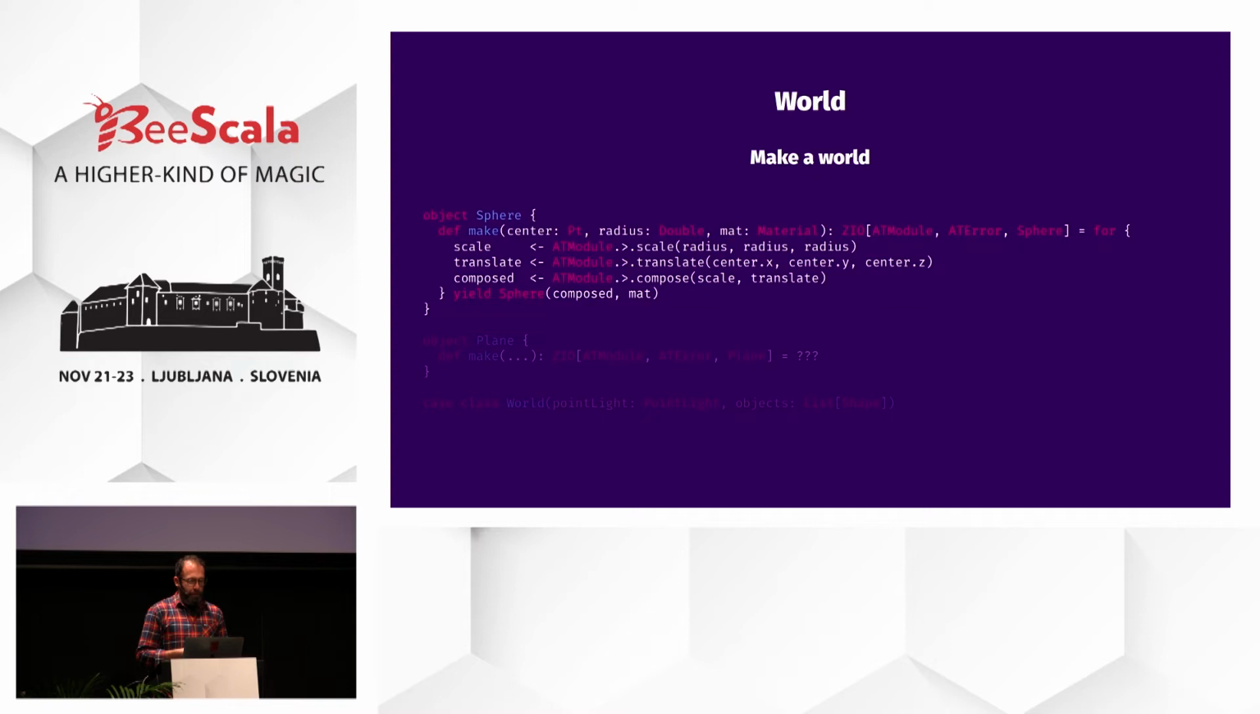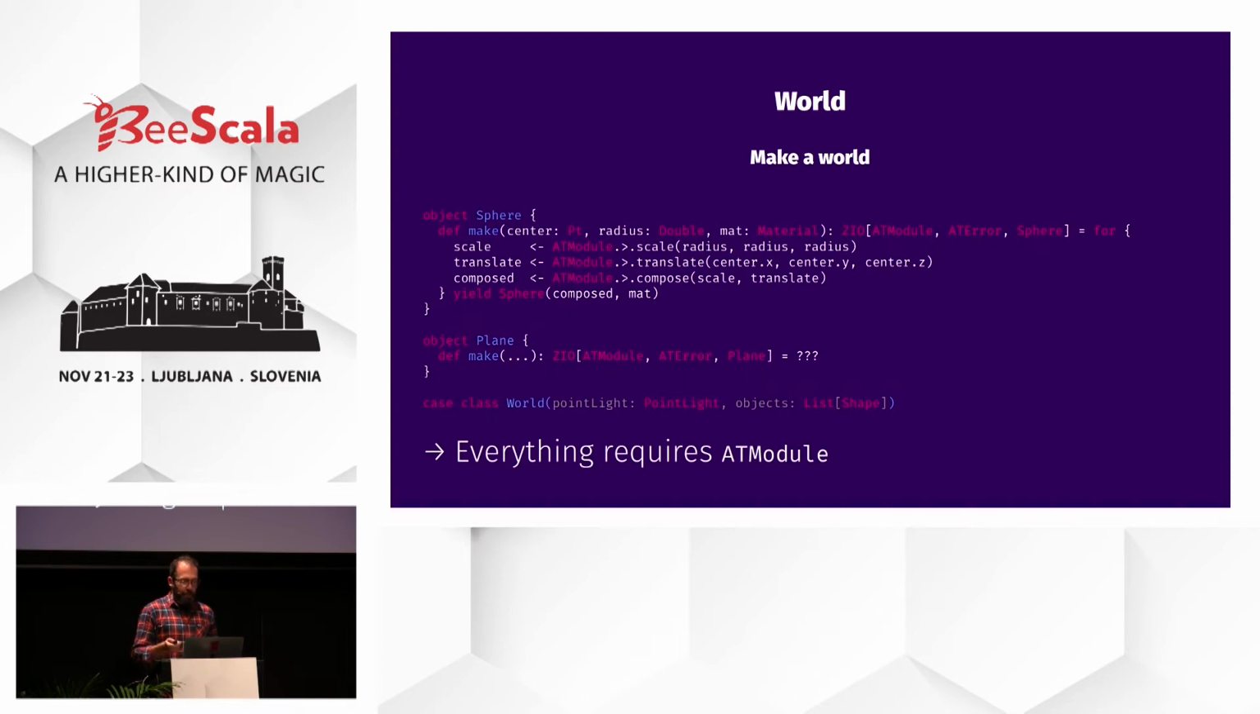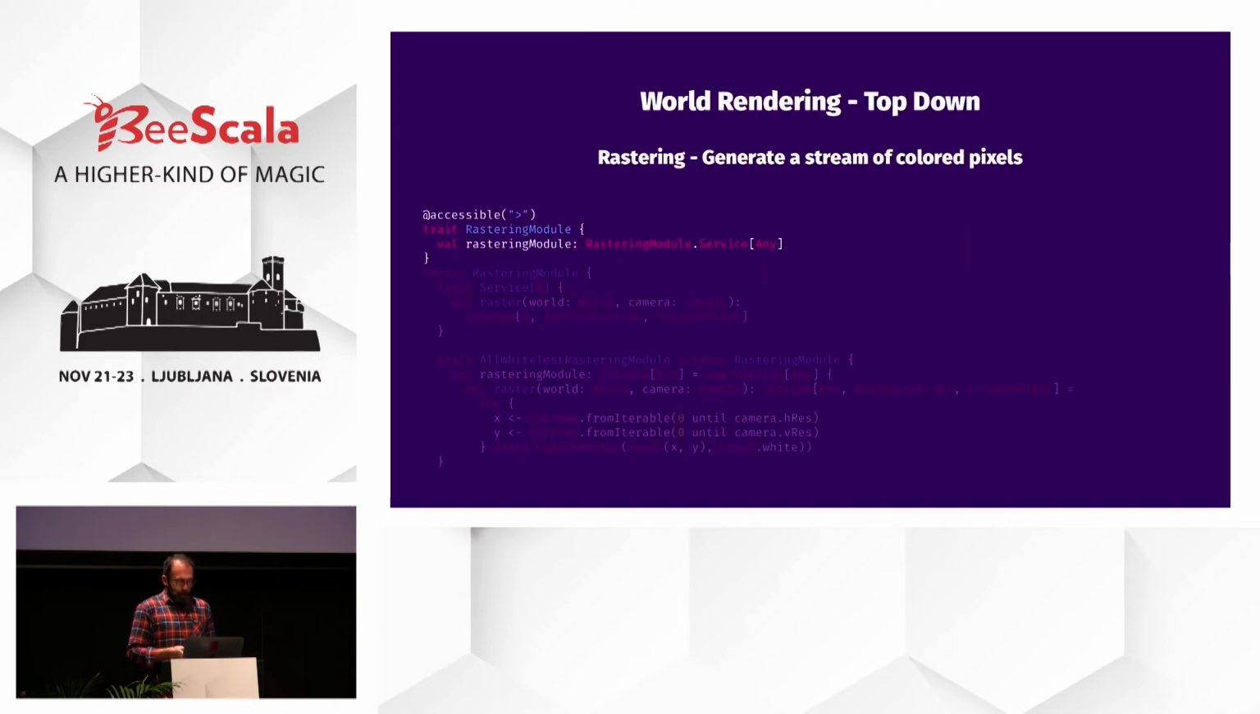So let's see how we can make an arbitrary sphere placed in an arbitrary point with a given radius and with a given material. We have to scale the sphere on all the axes by the radius, essentially. Then we have to translate it, and we take that transformation, compose them, and put them inside the sphere, and we have the sphere. And for the plane, we do the same thing. And this is all we need to build an arbitrary complex world built of planes and spheres. And you see that everything this requires is a transformation module, essentially.